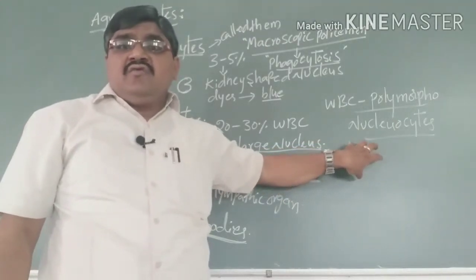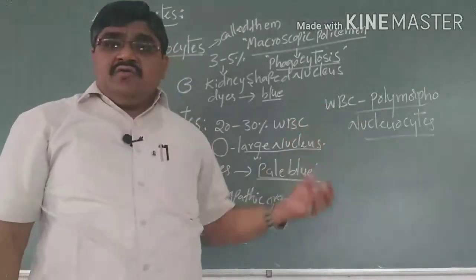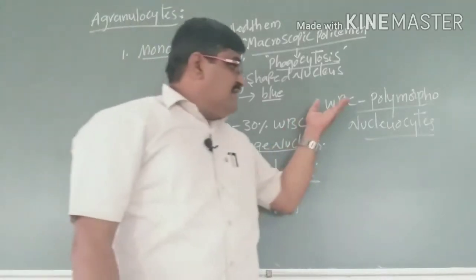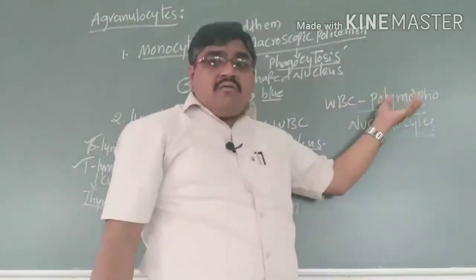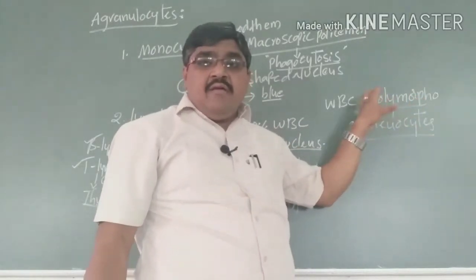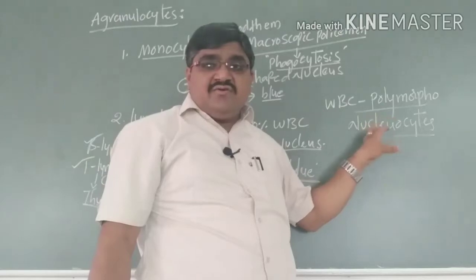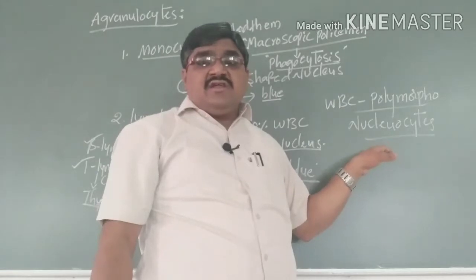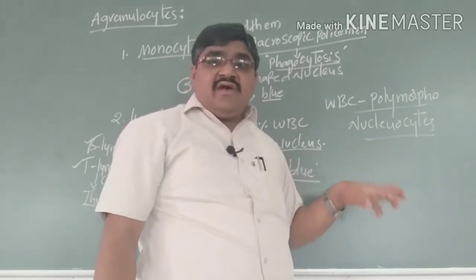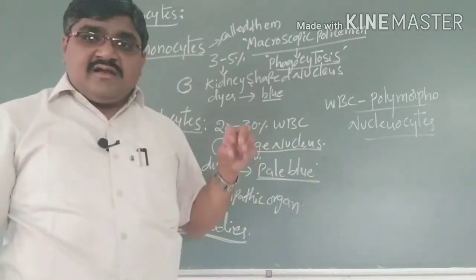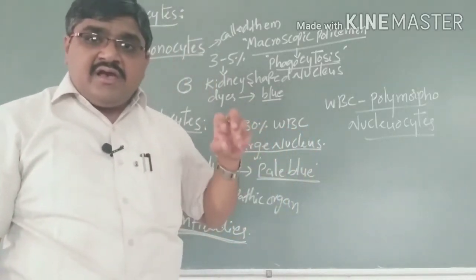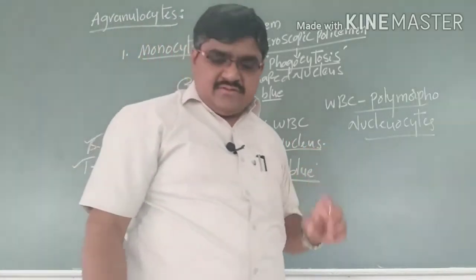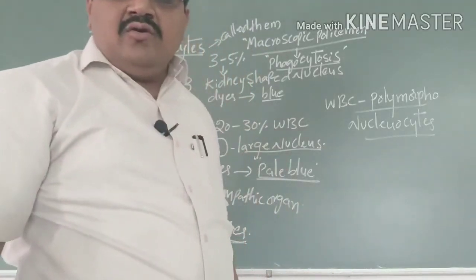By staining the nucleus we can easily identify the type of white blood corpuscles. So white blood corpuscles are called polymorphonucleocytes. Poly means many, morpho means form, nucleo means nucleus, and cytes means cells. By seeing the nucleus of the cells we can easily identify the type of WBC, whether granulocytes or agranulocytes. So these are the 5 types we discussed in WBCs.